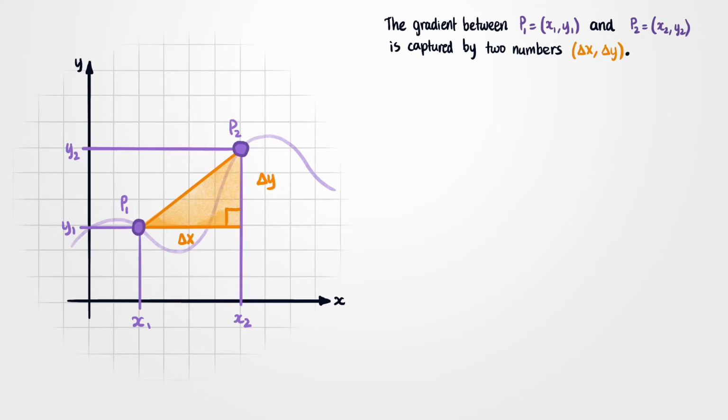So instead, I'm going to give you a slightly different definition that lets you easily compare gradients just by looking at a single number. We're going to define the gradient between 2 points with the letter m, and it's just going to be defined as change in y divided by change in x.